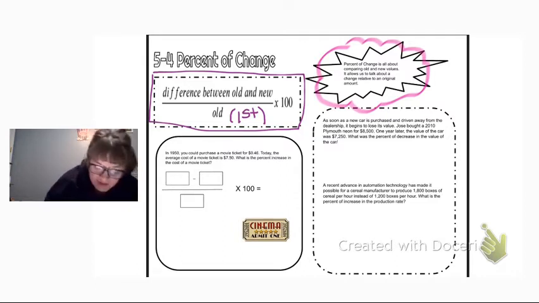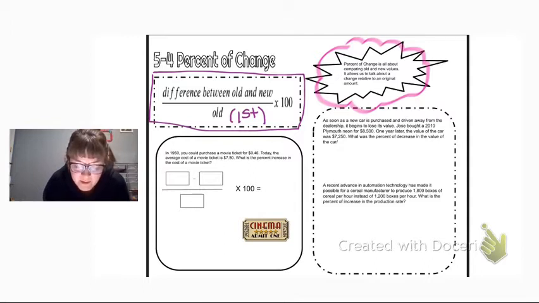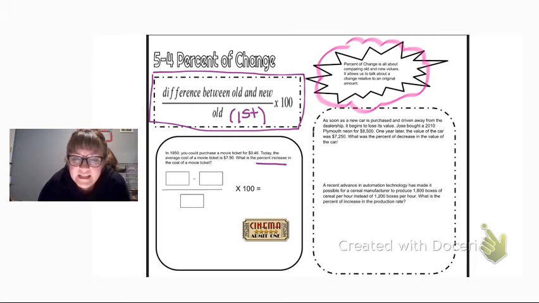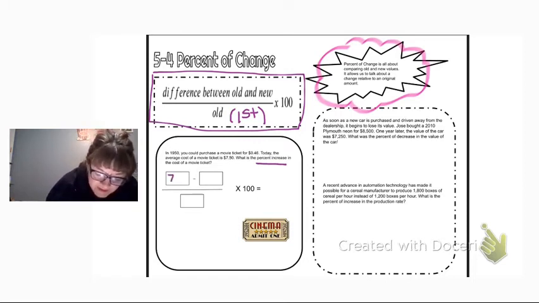So in this first example, it says in 1950, you could purchase a movie ticket for 46 cents. Today, the average cost of a movie ticket is $7.50. What is the percent increase in the cost of a movie ticket? So before we can talk about the percent increase, we need to see by how much did it increase. So to do that, we'll subtract. So we'll do $7.50 minus 46 cents.